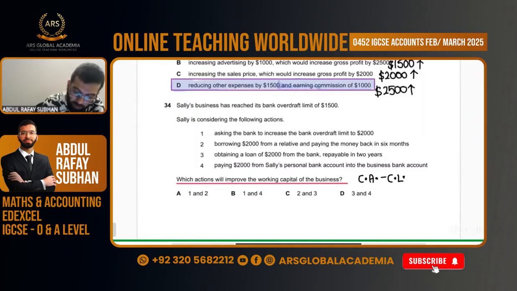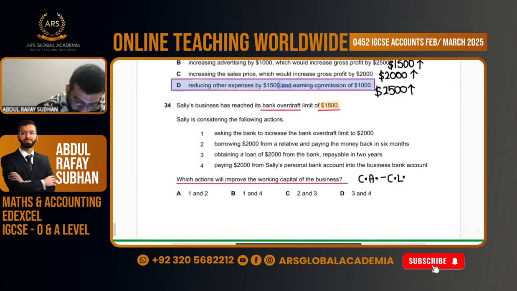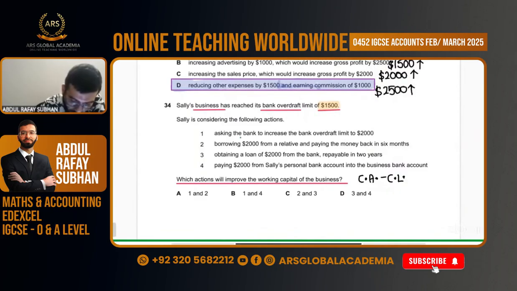The question says that Sally's business has reached its bank overdraft limit of $1,500. Sally is considering the following options: asking the bank to increase the overdraft limit to $2,000, borrowing $2,000 from a friend and paying the money back in 6 months, obtaining a loan of $2,000 from the bank repayable in 2 years, or paying $2,000 from Sally's personal bank account into the business bank account. Which action will improve the working capital of the business?